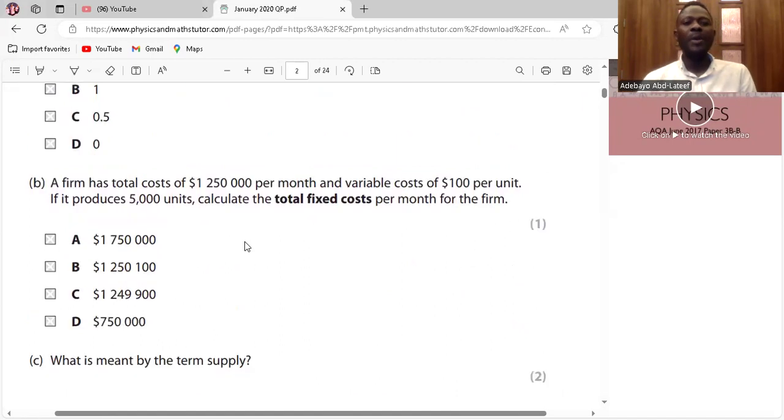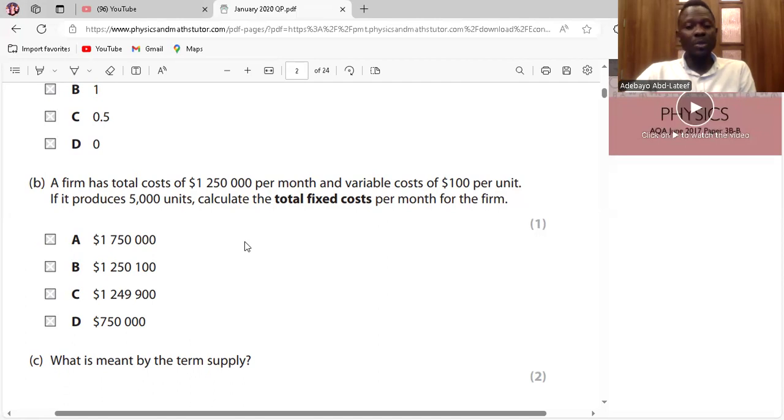Question 2. A firm has total cost of $1,250,000 per month and variable cost of $100 per unit if it produces 5,000 units. Calculate the total fixed cost. First, what is total cost? Total cost is total fixed cost plus total variable cost. But here we have our total cost, but we don't have our fixed cost. So we need to find our fixed cost.